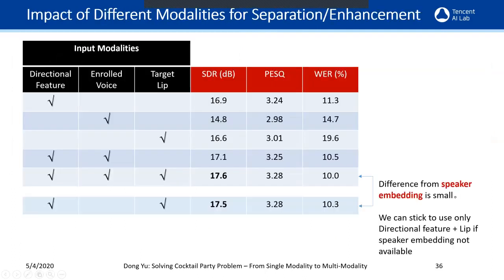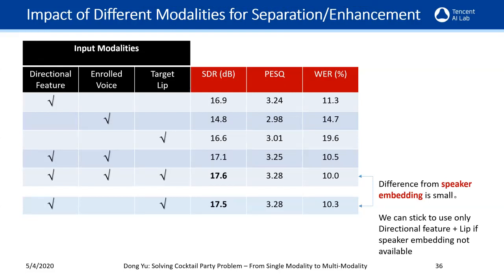However, not all information sources are equally important. To figure out the importance of each information source, we conducted an ablation study. This table indicates that if only one source of information is available, directional feature is most important, followed by the speaker embedding. The least important is the target lip information.